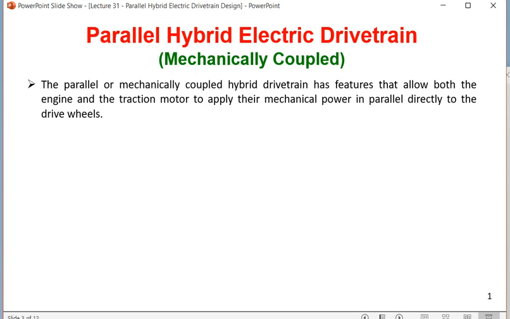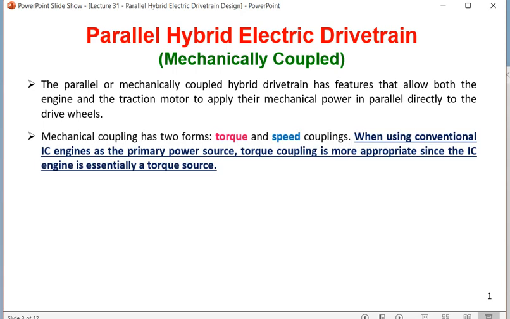In this case the fundamental is a little different. Instead of electrical coupling, mechanical coupling is used, and there are two types of mechanical coupling: one is called torque coupling, another is called speed coupling. We have seen that speed coupling is a little more complex than torque coupling. So when using a conventional energy source like an IC engine as a power source, torque coupling is more appropriate, since the IC engine is essentially a torque device.